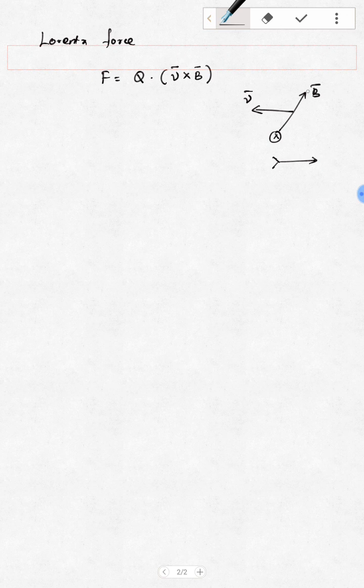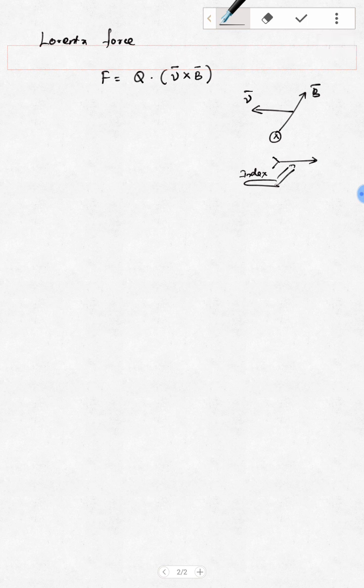So if the magnetic field is going inside and the velocity is going to the left, as per the right hand principle, I can write this is my index finger. Always we start with the index finger, that is the velocity, and the middle finger is going inside.